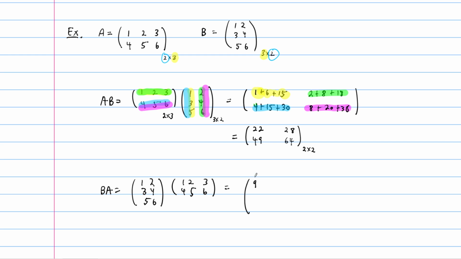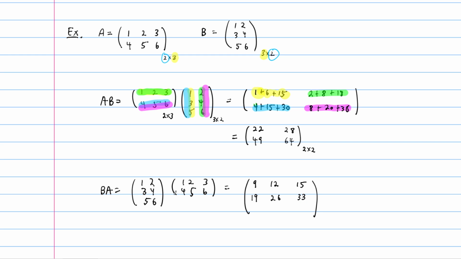That's 9. First row, second column. 2 plus 10. That's 12. First row, third column. 3 plus 12, 15. Then we move to the second row. First column, 3 plus 16, that's 19. Second row, second column, 6 and 20. Second row, third column, 9 plus 24.